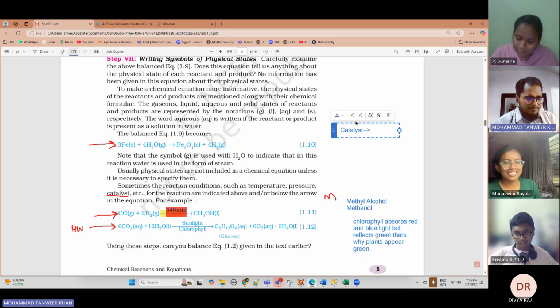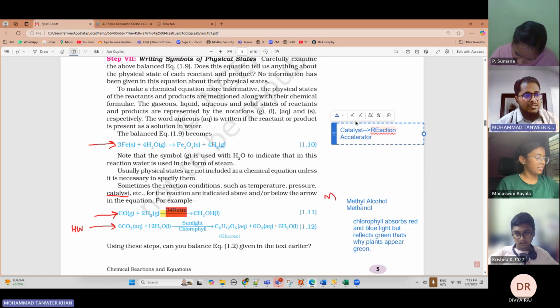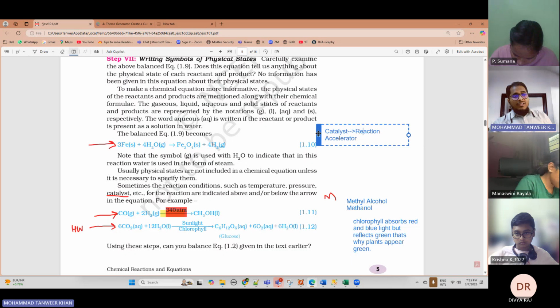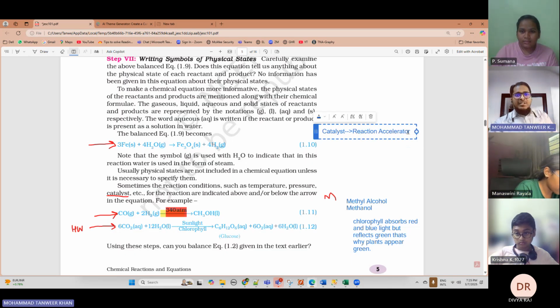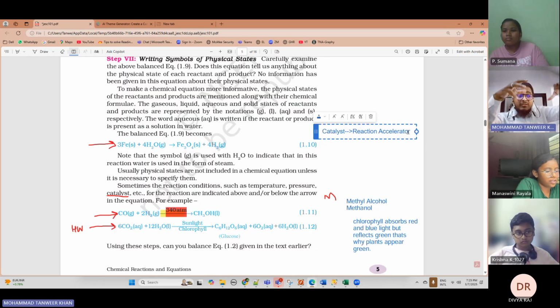Catalysts are also known as reaction accelerators, because they will increase the rate of reaction. The reaction will happen very quickly. So a catalyst is a substance that speeds up a chemical reaction. If a chemical reaction would take 1 hour to complete, and we add a catalyst, it will be completed quickly. That is known as a catalyst.